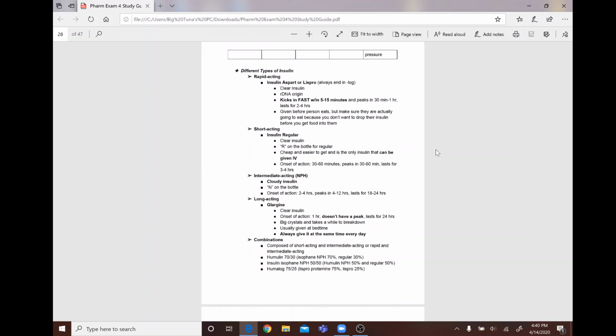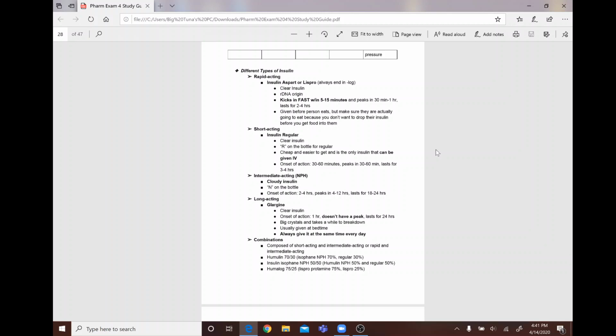What do rapid-acting insulins end in? Log. Are rapid-acting insulins clear or cloudy? Clear. How long does it take for rapid-acting insulins to kick in? 5 to 15 minutes. What is the peak time of rapid-acting insulin? 30 minutes to an hour. How long does rapid-acting insulin last? 2 to 4 hours.